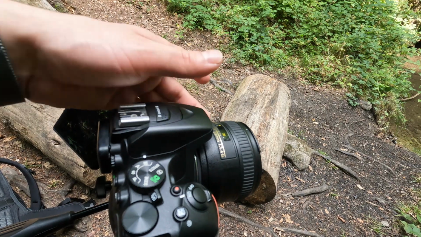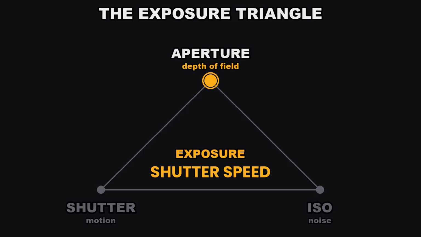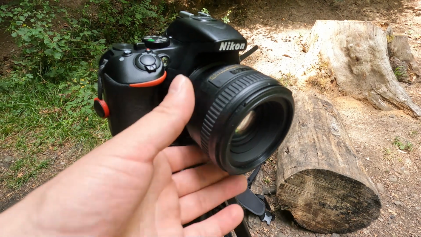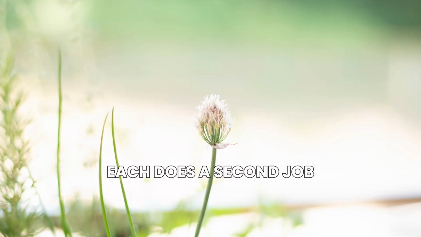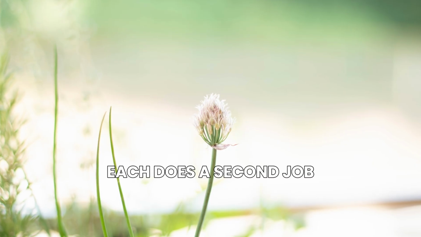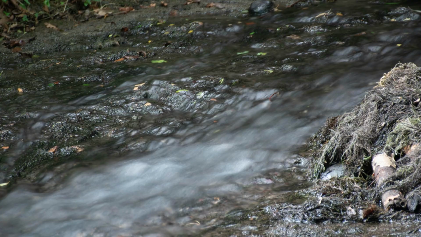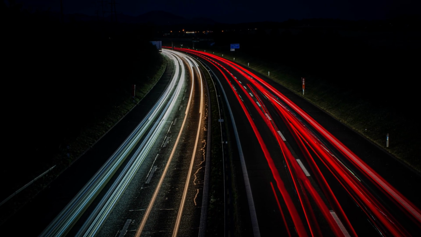And you control it with exactly 3 settings. Aperture, shutter speed and ISO. Change any one and you change the brightness. But here's what nobody tells beginners. Each of those 3 does a second job, a side effect. One that shapes the whole look of your image. Master that and you're not just exposing correctly, you're making creative choices on purpose.